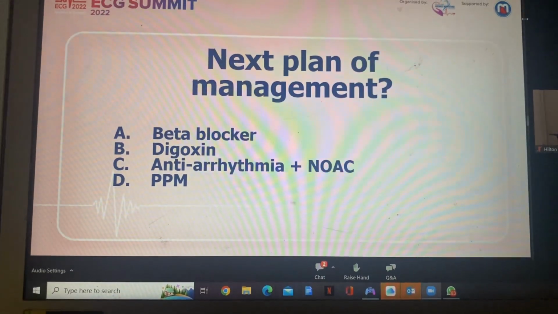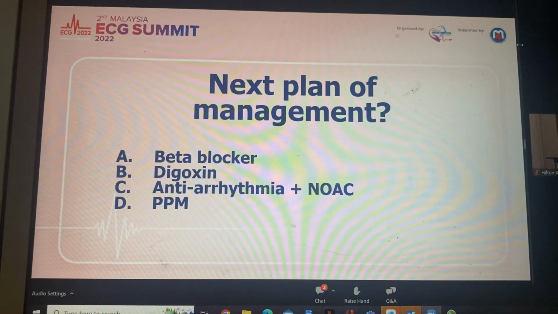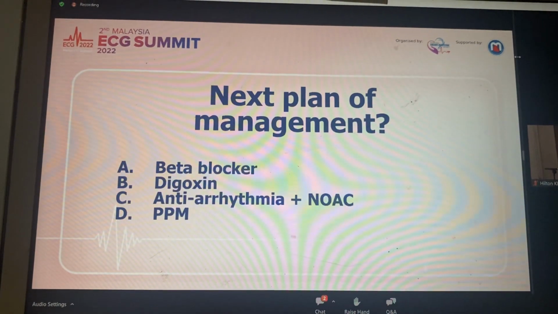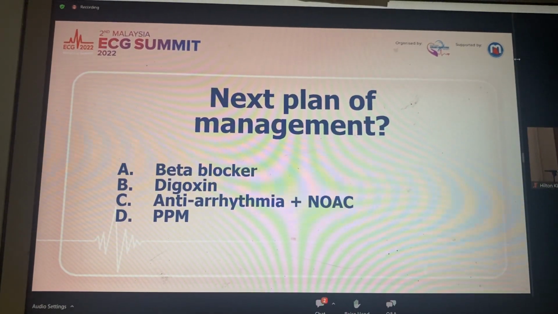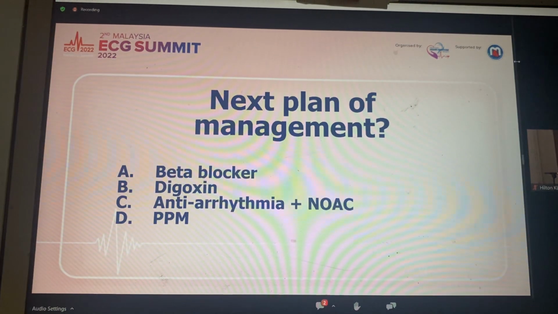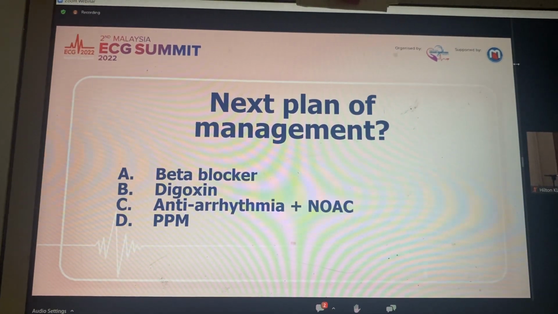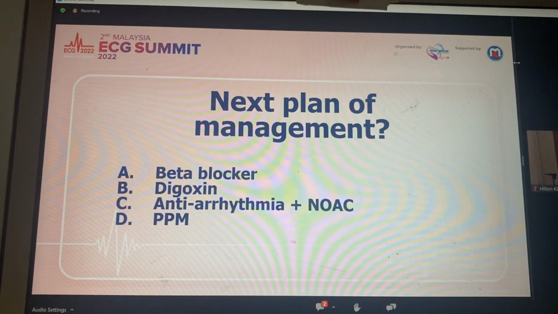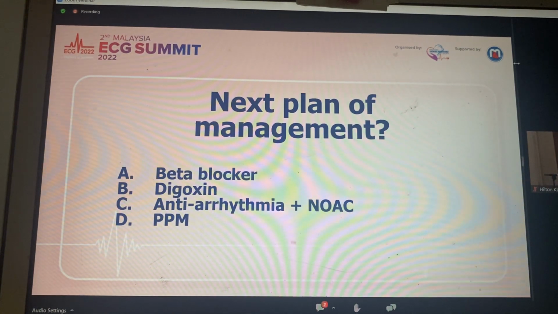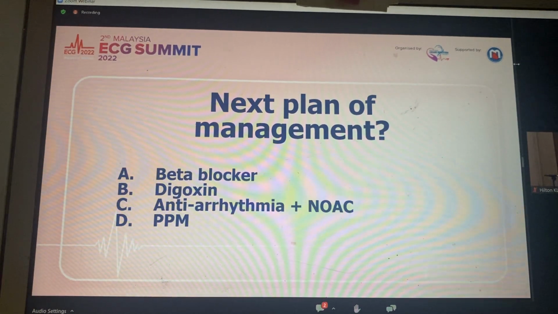Or you want to treat with rhythm control by starting an anti-arrhythmic for this patient, like you can start amiodarone, or if the echo and everything is okay, then start other anti-arrhythmics like flecainide or sotalol. And you want to start together with a NOAC because the patient is high risk for stroke based on the CHA2DS2-VASc score. Or you want to plan to implant the pacemaker straight away. So what is your guess for this patient? What is your next plan of management?